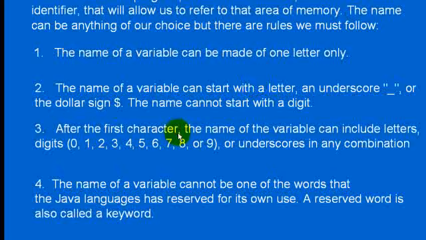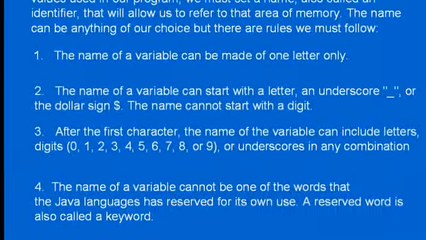The third rule says after the first character, the name of the variable can include letters, digits, or underscores in any combination. And the fourth rule says the name of a variable cannot be one of the words that the Java language has reserved for its own use, that we call the reserved words or the keywords.